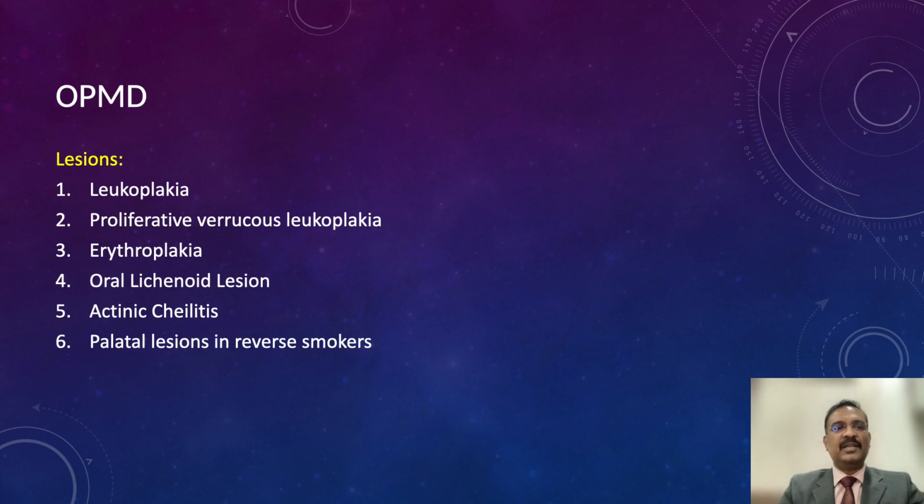Now let's put these in some order. The lesions are leukoplakia, PVL, erythroplakia, oral lichenoid lesion, actinic cheilitis, and palatal lesions, and the conditions are oral submucous fibrosis, oral lichen planus, lupus erythematosus, dyskeratosis congenita, and oral graft versus host disease, seen specifically after allogeneic bone marrow transplantation. Let's delve a little deeper and ask a few questions.